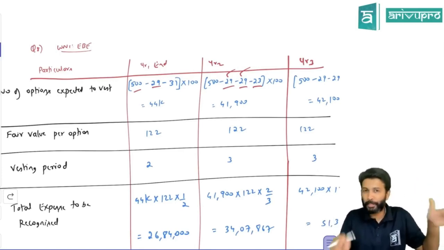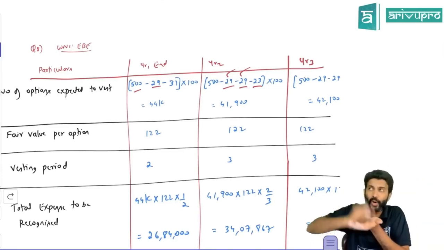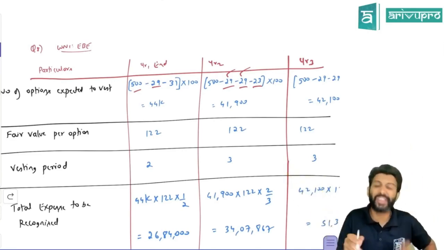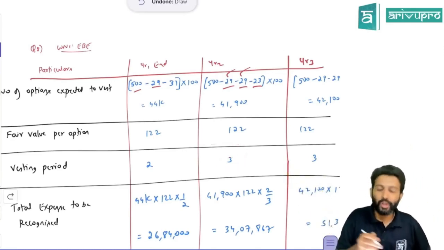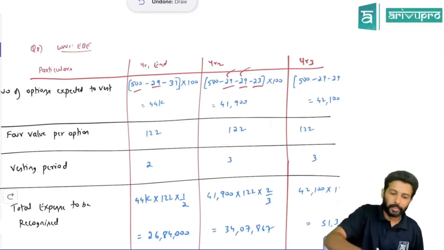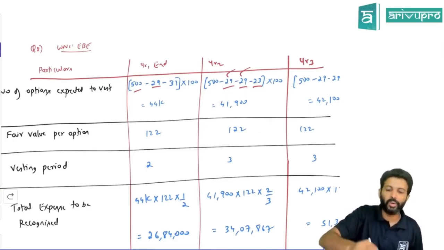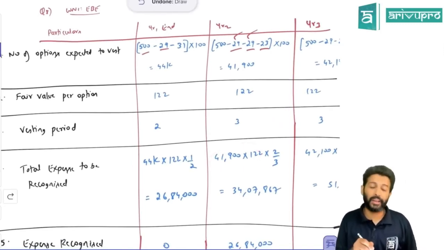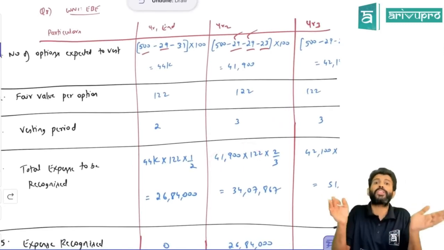First year target was not met. Second year also target is not met. Now the company is thinking third year my target may be met. That means the total waiting period here becomes 3. So the vesting period here is 3. So this expenditure will be amortized over 3 years. So 41,900 is the number of options. Loss per option is 122. If you multiply these two, you're going to get total expense of 51,11,800. That has to be amortized over 3 years.